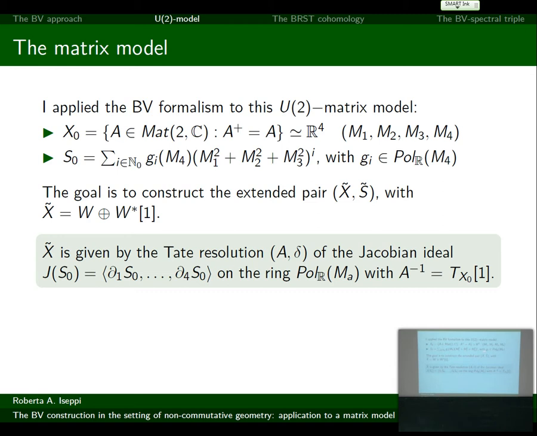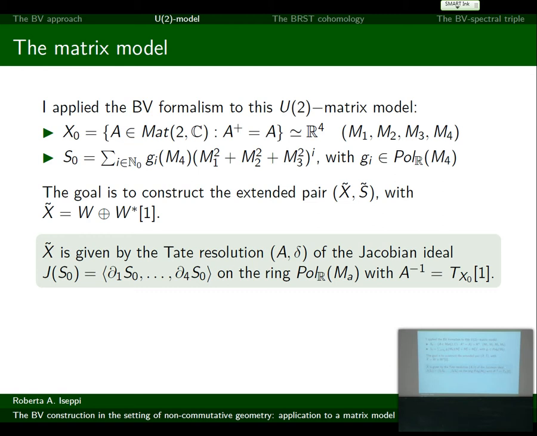So this is the extended theory. Remember that X tilde was supposed to be of this form. Recalling the theorem, what we have to do is apply the Tate resolution to the Jacobian ideal, that is nothing more than the ideal generated by the partial derivatives of the action S0. This Tate resolution should be taken over the ring of polynomials of our initial fields MA.